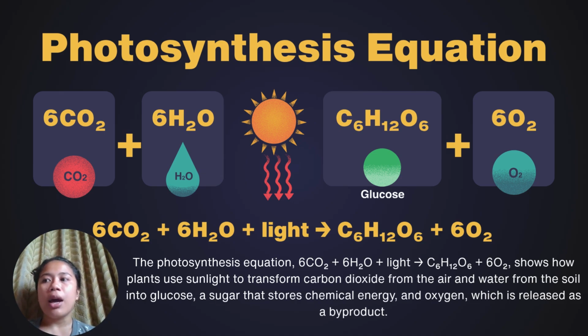That is why what the plants release into the air is oxygen. Because of the photosynthesis equation, 6CO2 plus 6H2O plus light is converted into glucose plus oxygen. And this shows how plants use sunlight to transform carbon dioxide from air and water from the soil into glucose, a sugar that stores chemical energy, and oxygen, which is released as a byproduct.